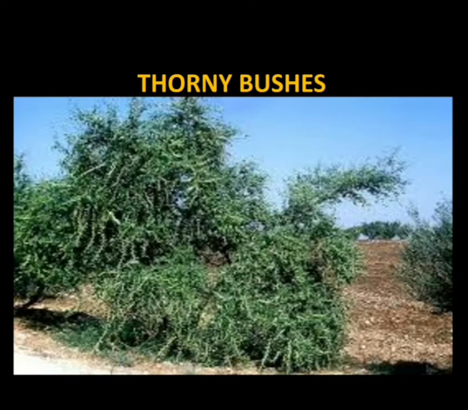The third type of forest is the thorny bushes. This type of vegetation is found in dry areas such as Rajasthan, Gujarat, Punjab, Haryana, and the eastern slopes of the Western Ghat. These forests have spine-like leaves to reduce the loss of water. Cactus, kher, babool, kikar are the important trees found in this vegetation.